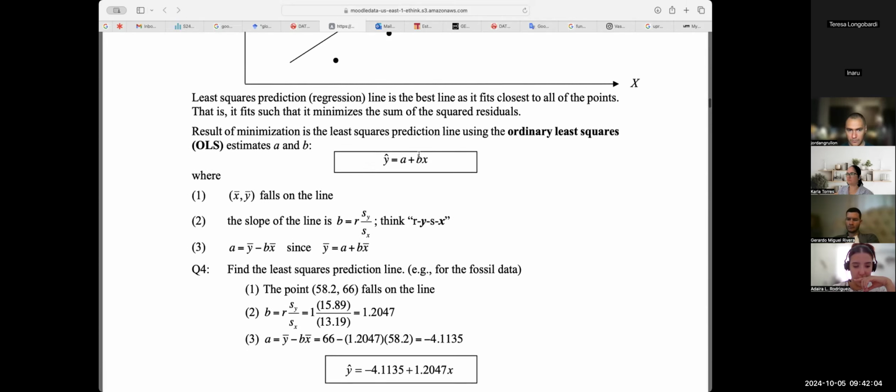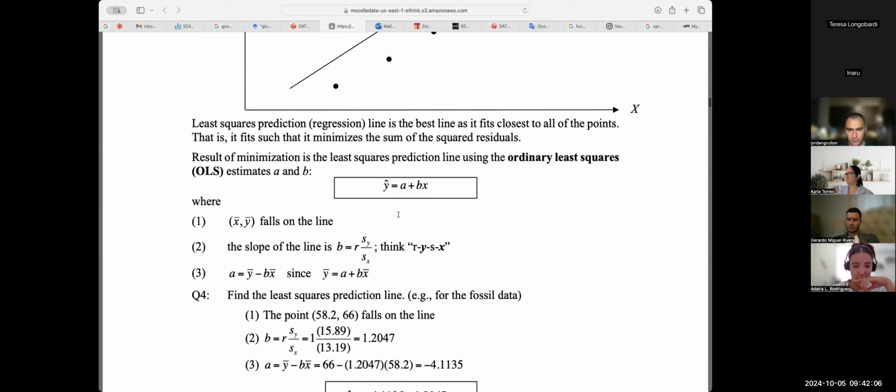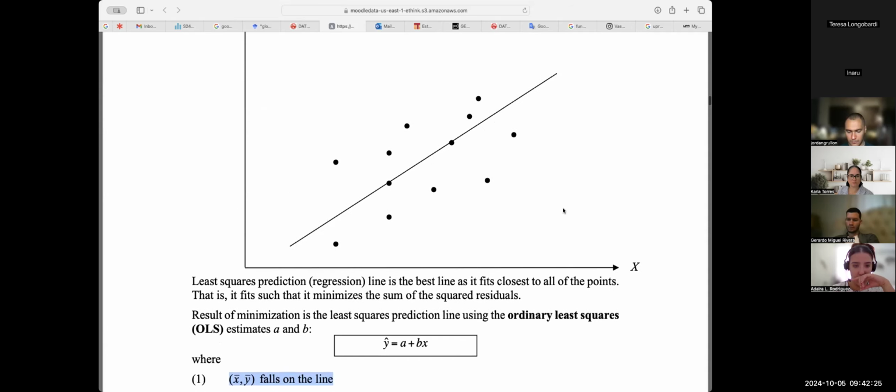So once you get the R, all of this is possible. First, this is really important. The average for the X's and the average for the Y's must fall on the line. Can somebody explain to me why? If you saw the review, or use common sense and think about what the average means.